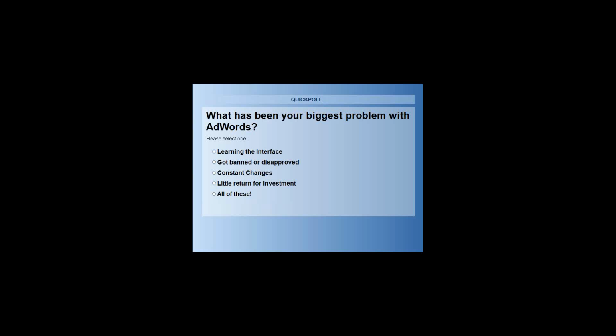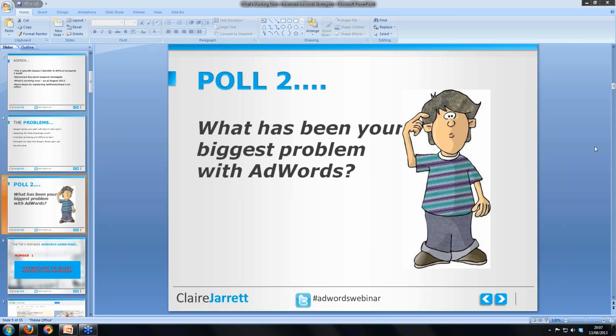Right, okay. So 31% of you said that learning the interface was the most difficult thing. 2% of you said that you got banned or disapproved by Google. 9% said it was the fact it was constantly changing. 45% of you discovered that you were getting little return on investment, and 13% of you said that it was all of them. Okay, so that's lovely feedback.